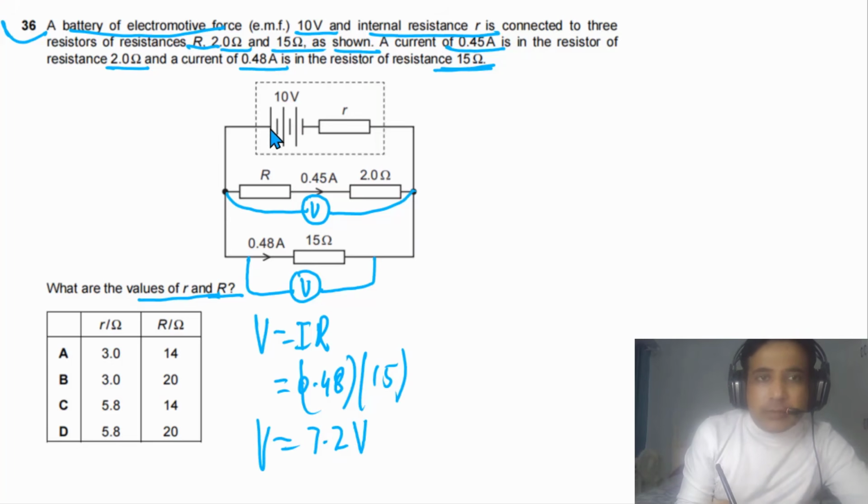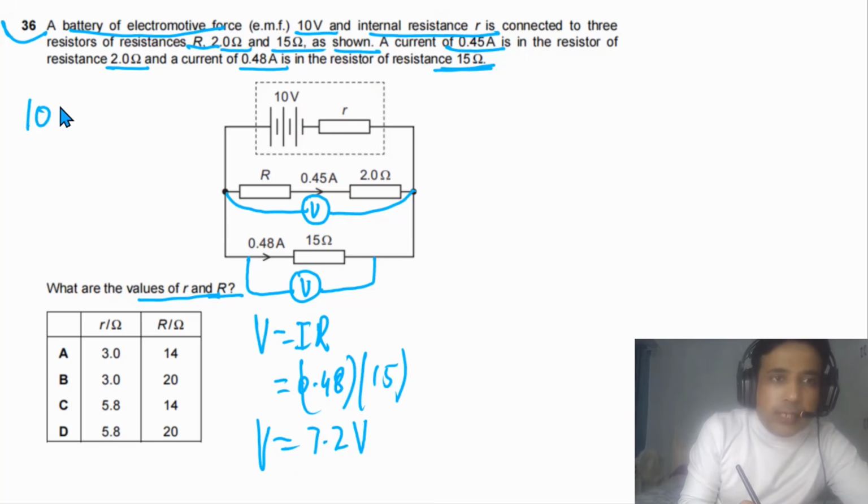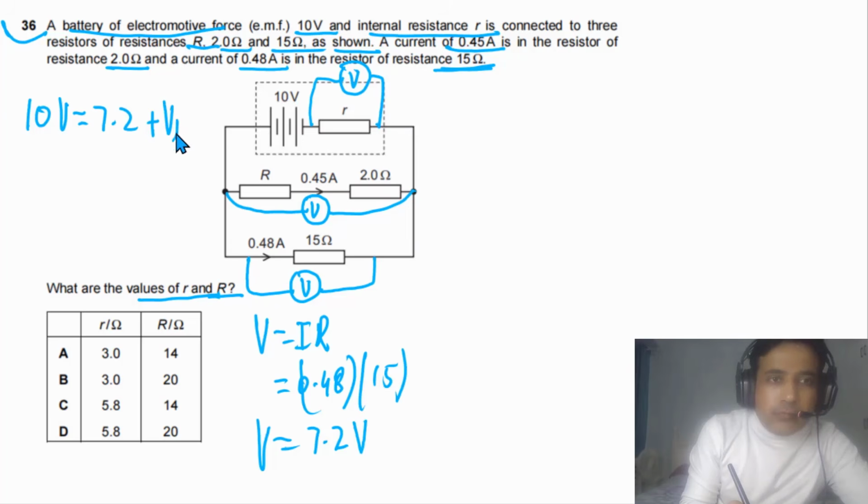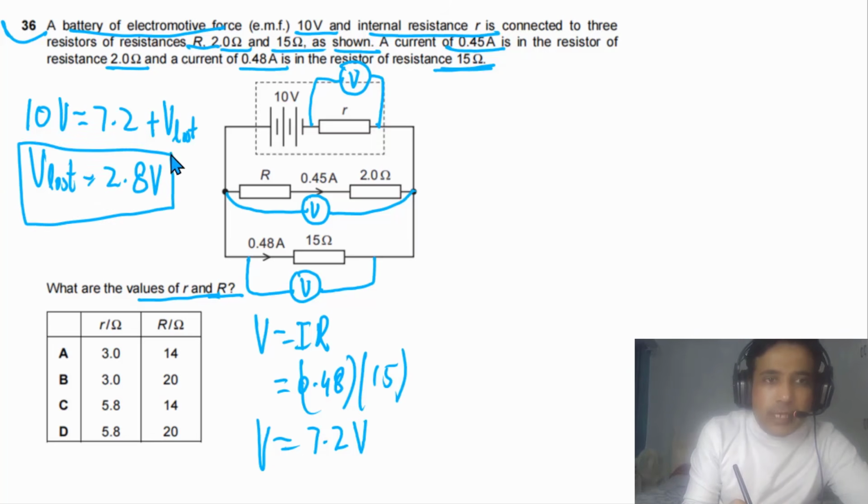Now if we look at this battery and internal resistance, we can also say 10 volts. This one has to be equal to 7.2 plus PD across this one, meaning the V lost in internal resistor, this V. So we can say this one is V lost. So V lost, from here we can find out V lost will be equal to 10 minus 7.2. It means this will be equal to 2.8 volts. So we have value of V lost as well.